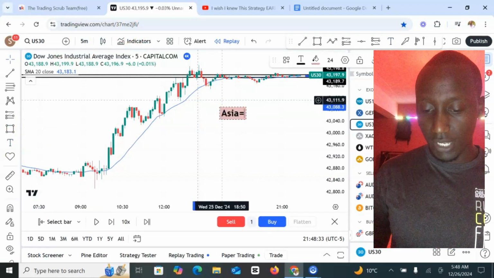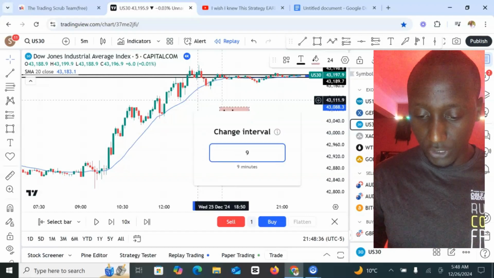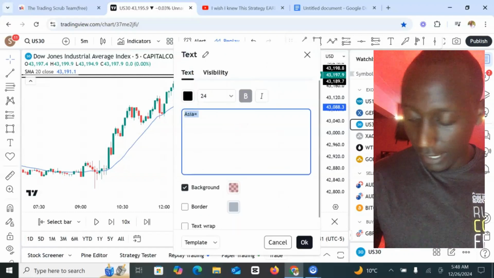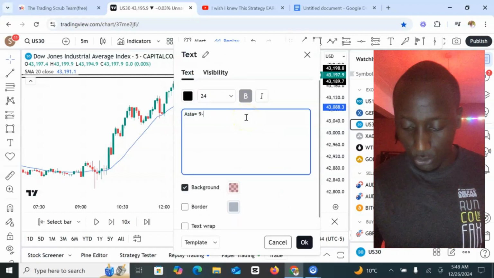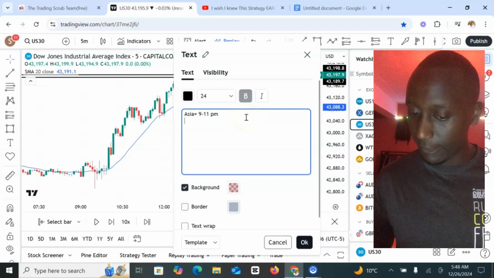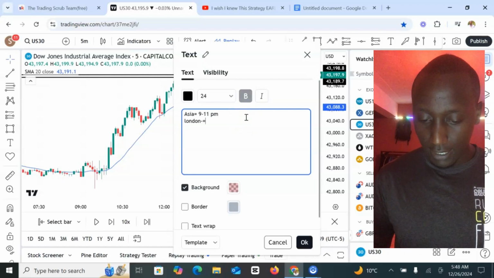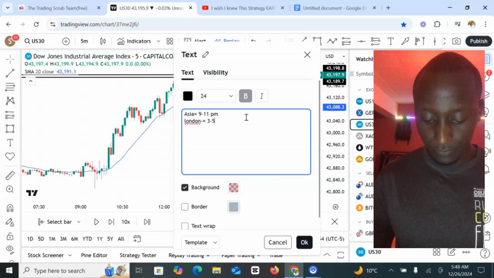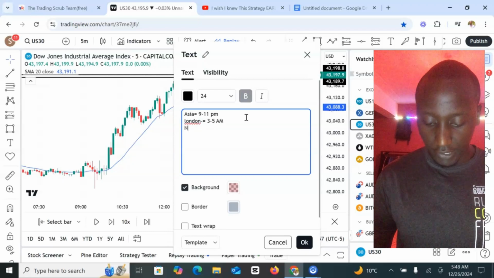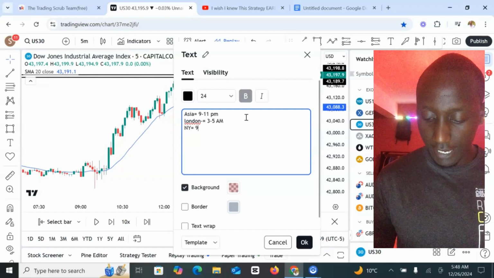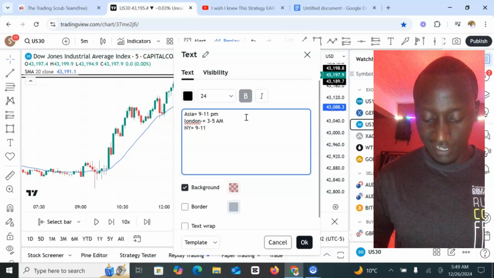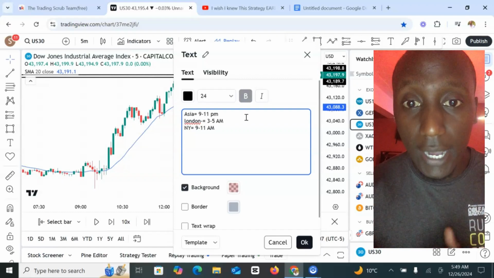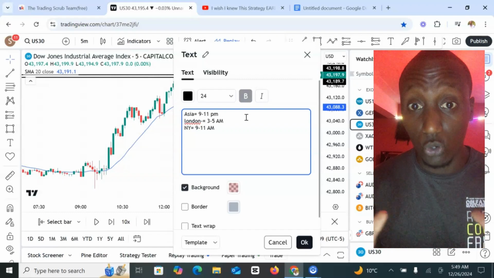First is Asia. And in Asia, we use this strategy between 9 and 11, so 9 to 11 p.m. New York time. Then we have London, and we use this between 3 and 5 a.m. And then we have New York session, which we use between 9 and 11 a.m. Essentially, I trade from 9:30. However, we have that 2-hour trading period or window.